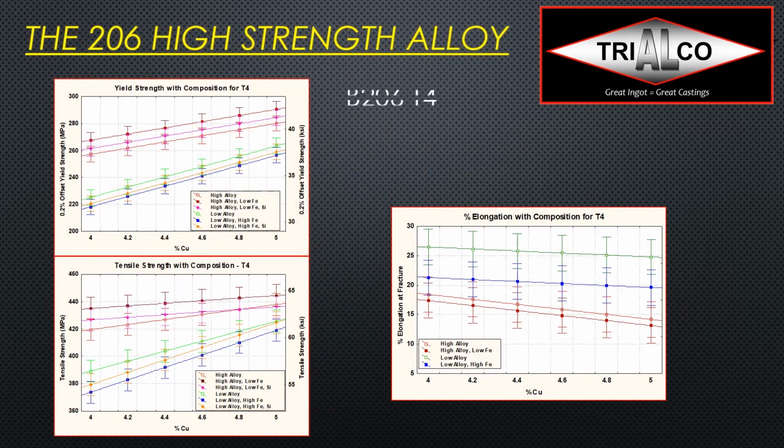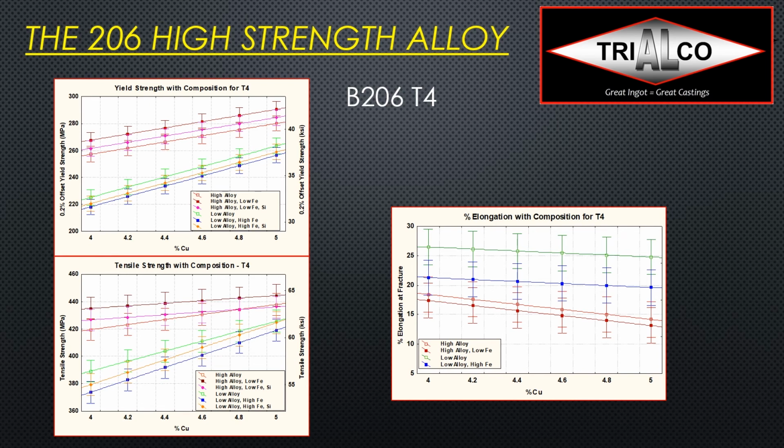If we look at the 206 alloys, that would be the B206 this time in a T4 temper. We can see again, we can play with the copper content. You see here plotted strength and elongation over the range of 4 to 5%. And we see this goes up pretty quickly, and we can reach levels that are pretty impressive. Again, now with lower iron, I can get better properties. And in this case, silicon is also an impurity. So if I lower both silicon and iron, I will get the highest curves here.